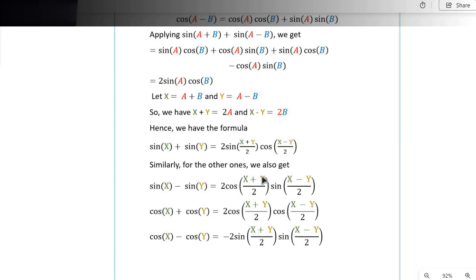Similarly, for other ones, we also get sin x minus sin y is equals to 2 cos x plus y divided by 2 multiplied with sin x minus y divided by 2. For cos x plus cos y, we get 2 cos x plus y divided by 2 cos x minus y divided by 2, and cos x minus cos y is equals to minus 2 sin x plus y divided by 2 multiplied with sin x minus y divided by 2.